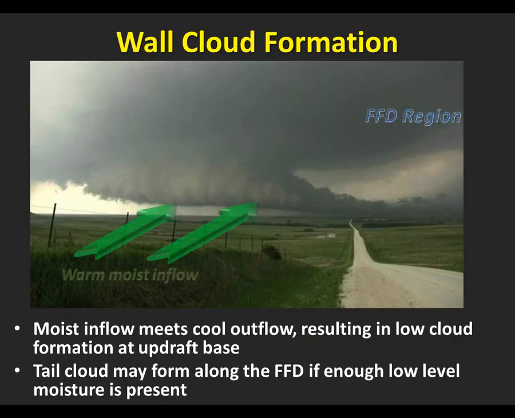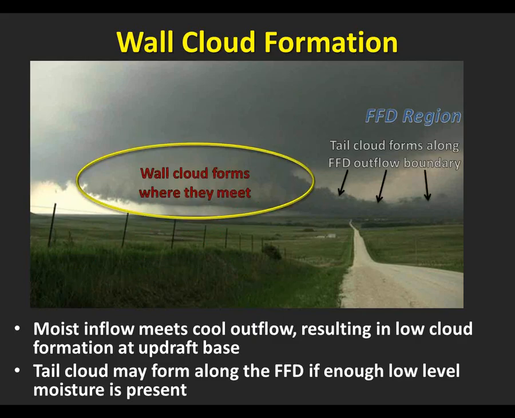Well, again, you've got the forward flank downdraft region. You've got very, very warm, moist inflow on the most optimal days. That cool air descends along the forward flank downdraft region, and you end up with sometimes a tail cloud with that wall cloud, although sometimes they're pronounced, sometimes they're not. You shouldn't be looking for a tail cloud all the time to think there could be a wall cloud or a tornado. But sometimes in optimal situations, you do end up with this kind of ground-scouring cloud formation that then rises up into the updraft base, where if you have a mesocyclone, it can begin to rotate.